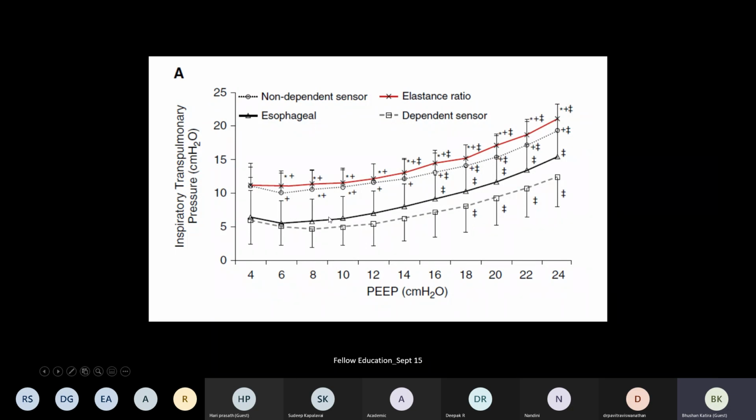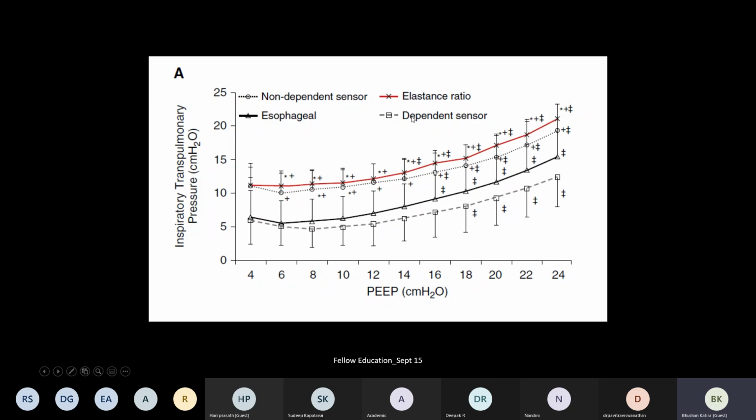and then you have esophageal pressure, which is this black line, and then the elastance ratio, which is the ratio that Dr. Gattinoni mentioned, that is the red line. He said, how do all four compare? These are directly measured values. This can be measured at the bedside, and this is mathematically estimated at the bedside. Look at the beauty. Let us go through each of these a little bit carefully.